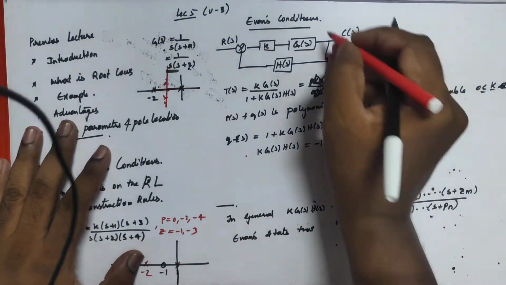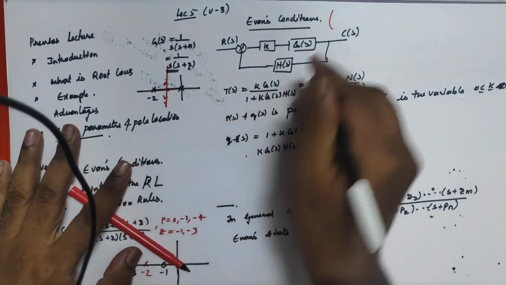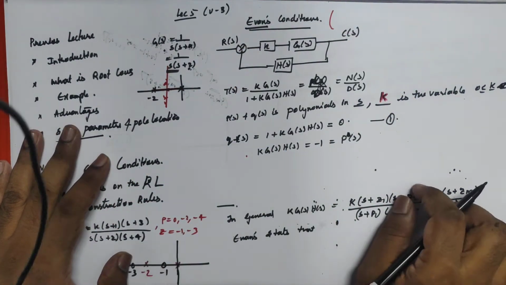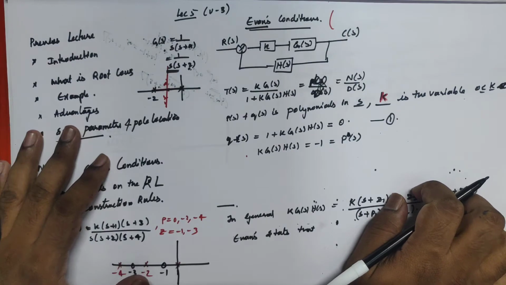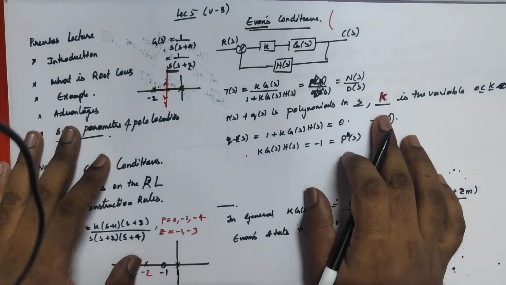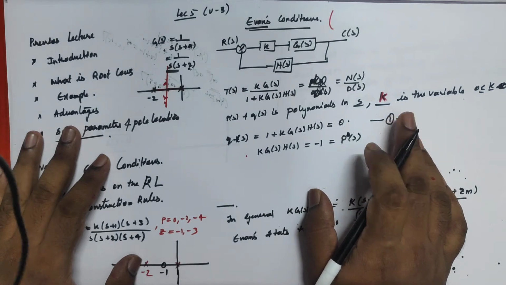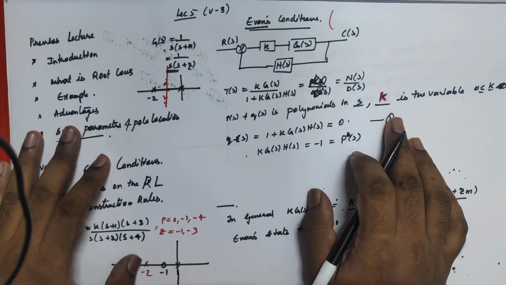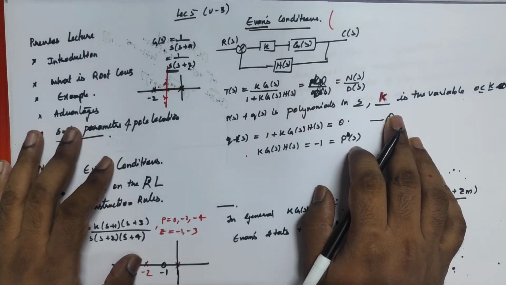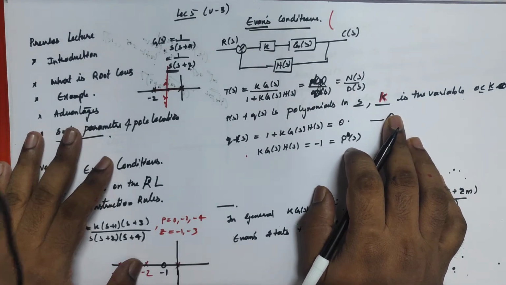These rules for generating the root locus were described by Evans. Evans is a scientist and researcher who developed the root locus technique for us. In the root locus technique we have some conditions, the Evans conditions. Let us see what Evans is telling.